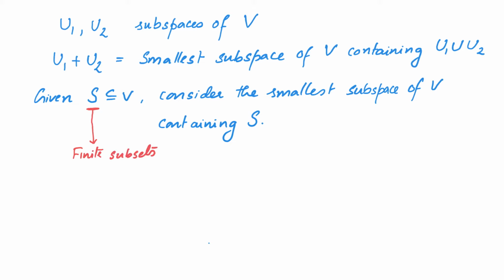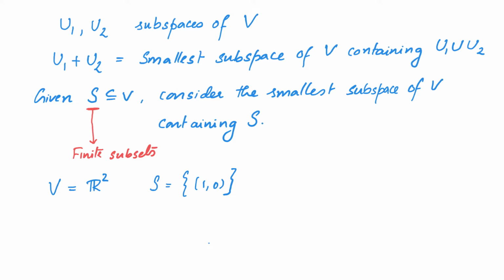Even more simple, we can first start with a singleton set, then go to a set that contains two elements, and so on. Let us start with a concrete example. So we start with a vector space R2 and we look at a set which is the singleton set (1, 0). And then we are interested in the smallest subspace that contains S.